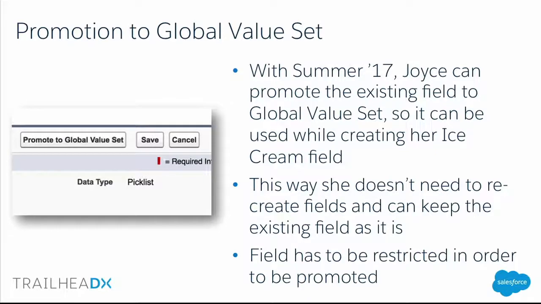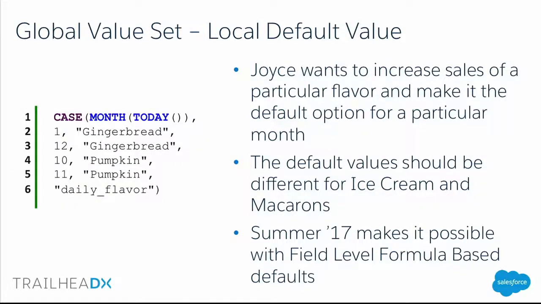Well, now she wants to move it even further. Every day she wants to have a separate promotion for ice cream and her macarons. So each day she wants to have a different flavor of her macarons and ice creams on promotion. But with a global value set, the only way to set up a default is to a specific value, and that default value would be the same for all the fields you created. Well, we're changing that with Summer 17 as well. So with Summer 17, we're announcing field formula-based default values for pick list fields.